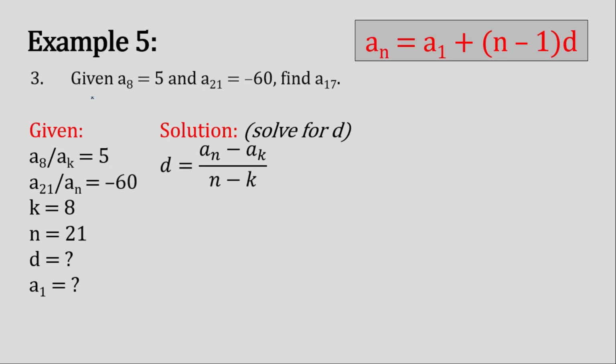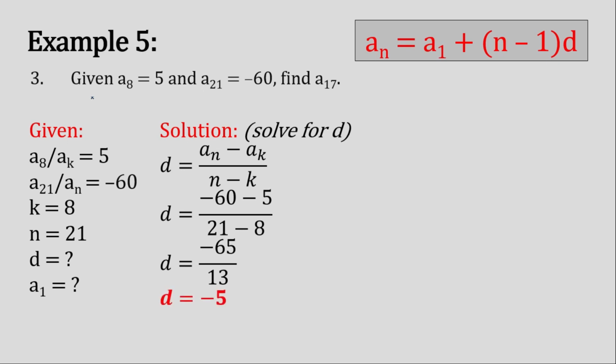Again, use this formula: a sub n minus a sub k over n minus k. The value of our a sub n is negative 60 and the value of our a sub k is 5. So negative 60 minus 5. Then the value of our n is 21 and the value of our k is 8. So 21 minus 8, so we have negative 65 over 13. Now let's divide 65 by 13. Negative 65 divided by 13 is negative 5. So we now have the value of d.